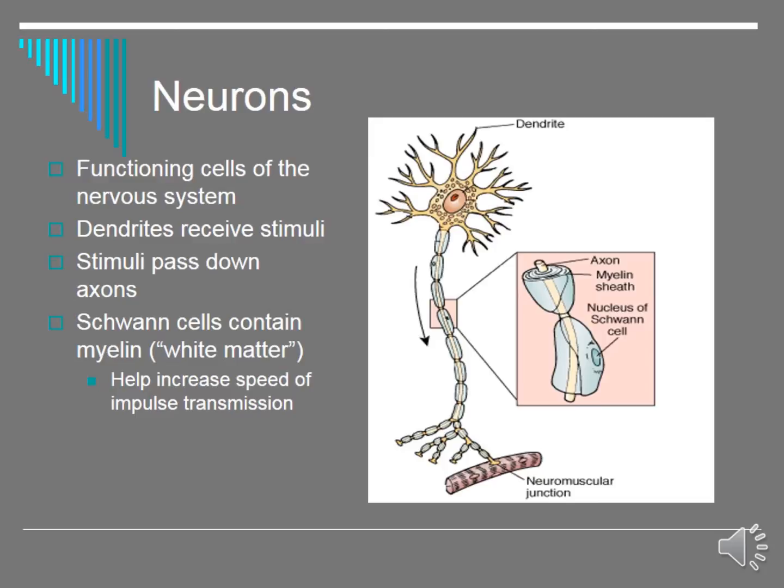All neurons have Schwann cells, which are a type of supporting cell, which contain myelin. Myelin is also sometimes referred to as white matter. It's called white matter because it has a lot of lipid in it, a lot of fat, so it looks white when it is wrapped around the axon. And basically that myelin covers the axon. It contains a myelin sheath there and coats the axon, and it is specifically there to help increase the speed of impulse transmission or impulse conduction.